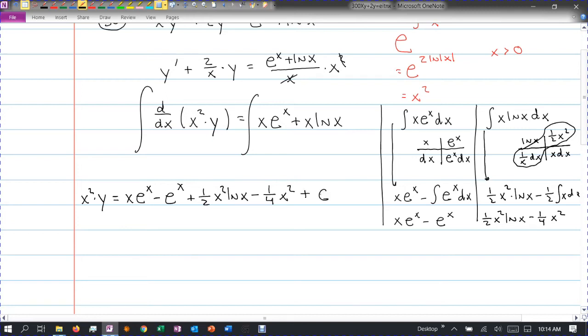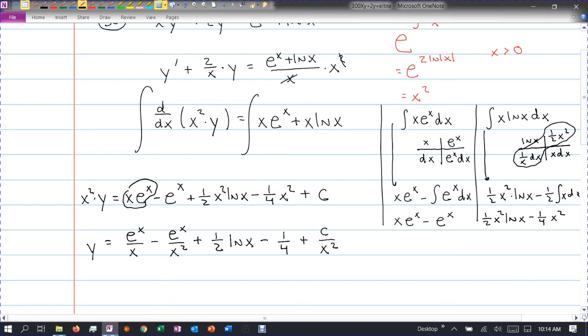And now I need to divide everything by x squared. So we're going to get e to the x over x, that's what happens when I divide that by x squared, minus e to the x over x squared, plus, x squareds cancel here, so I get 1/2 natural log x, and then my x squareds cancel, so minus 1/4, and then plus c over x squared.